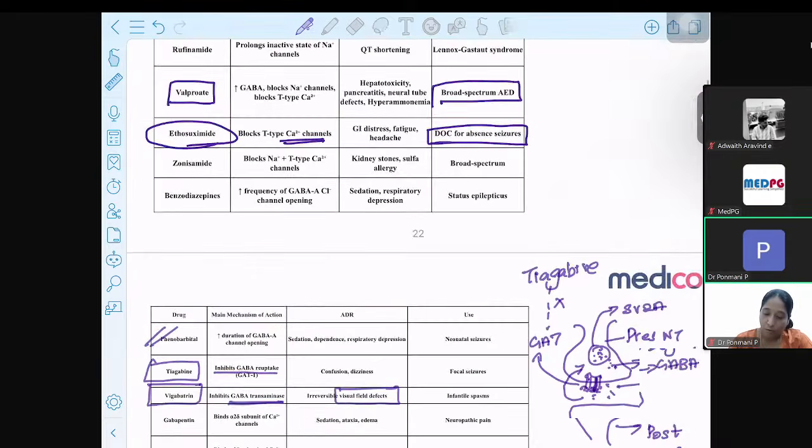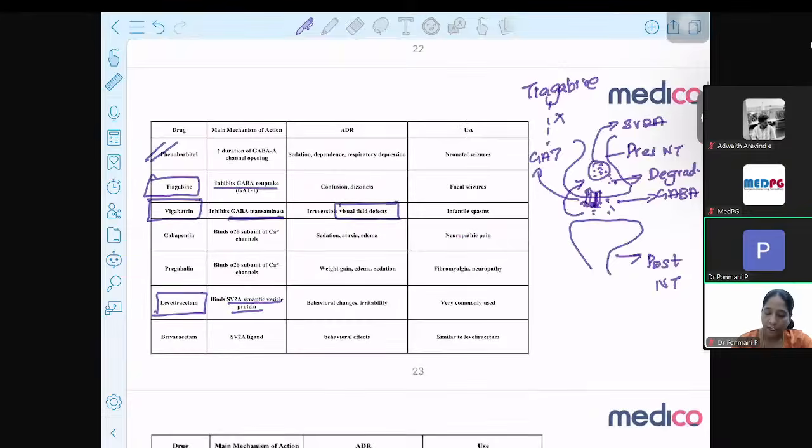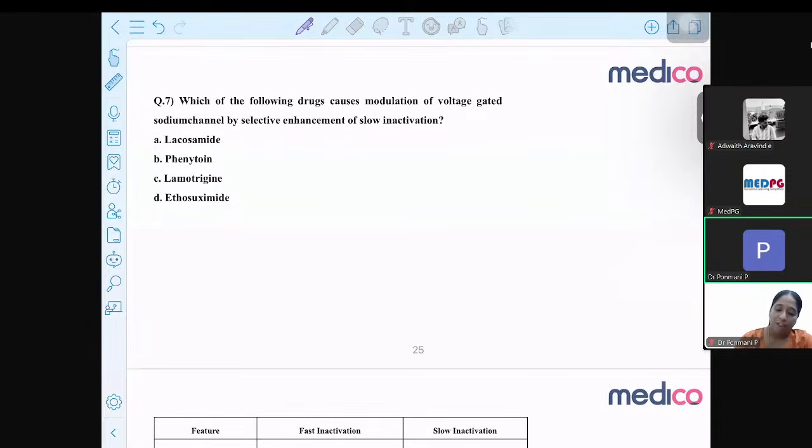So now we will move on to what they have asked, which inhibits GAT1. Just now we saw that the drug which inhibits GAT1 is tiagabine. Okay, so with this, our 6th question is over. Now we will move to the next question. Which of the following drugs causes modulation of the voltage-gated sodium channels by selective enhancement of slow inactivation? Now you have to give this a little importance. Just now I said all of them act normally on the fast channels.